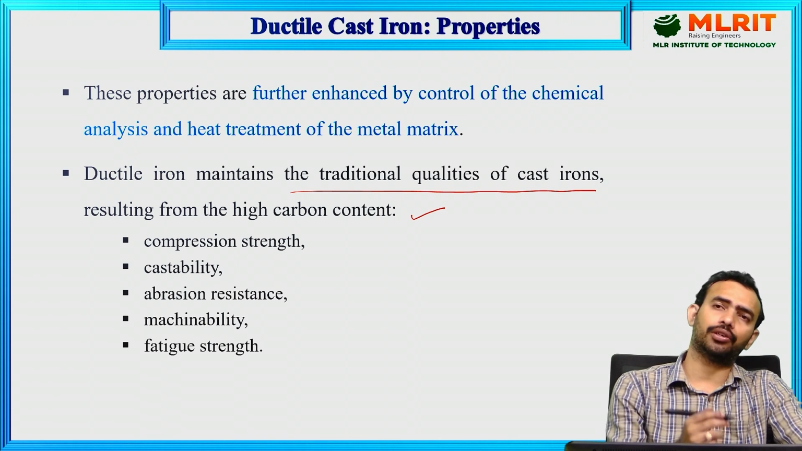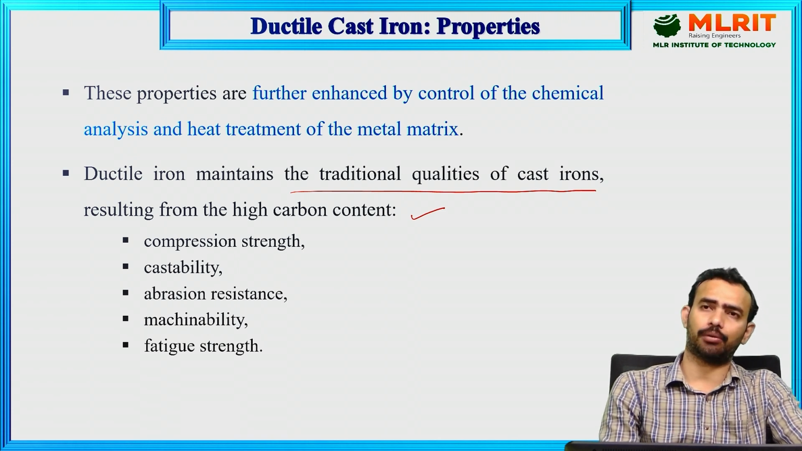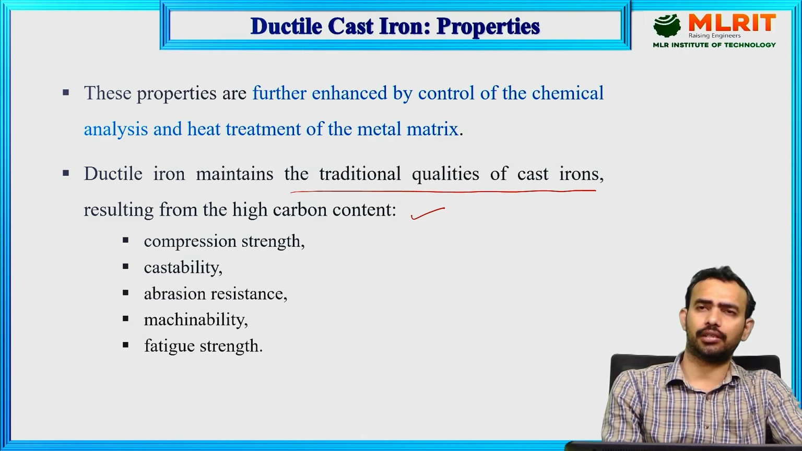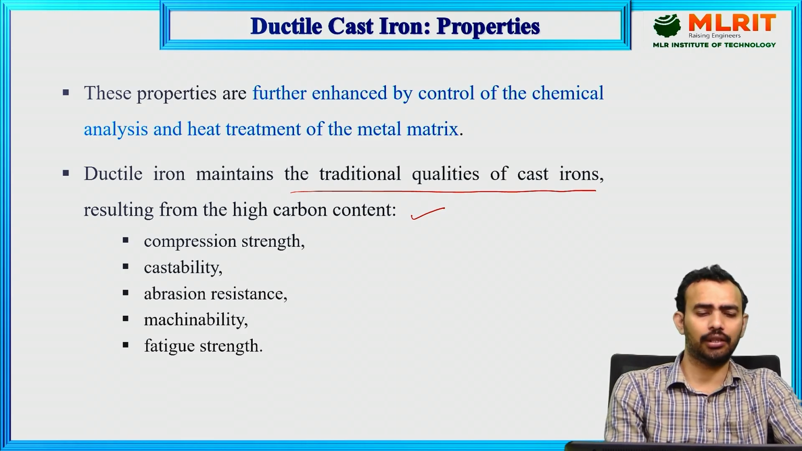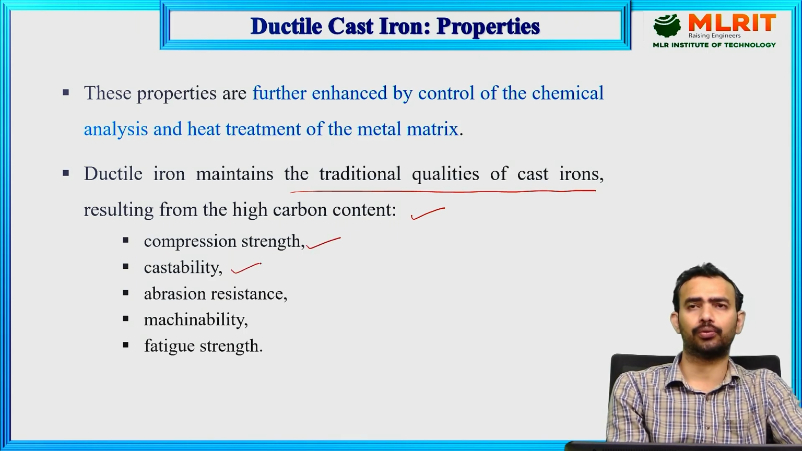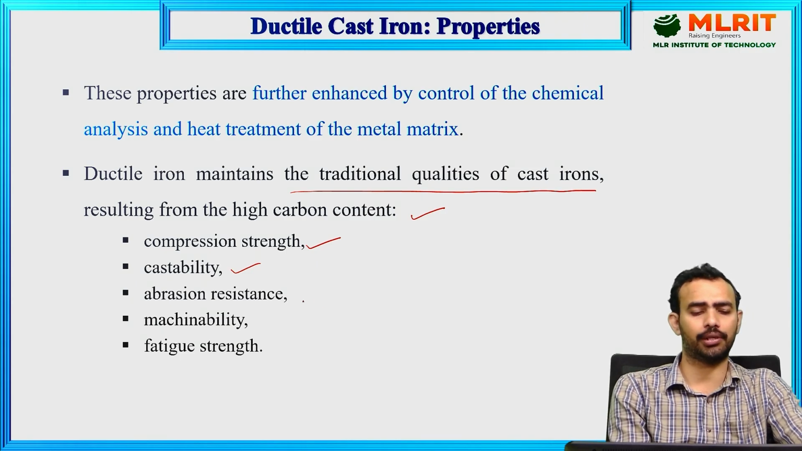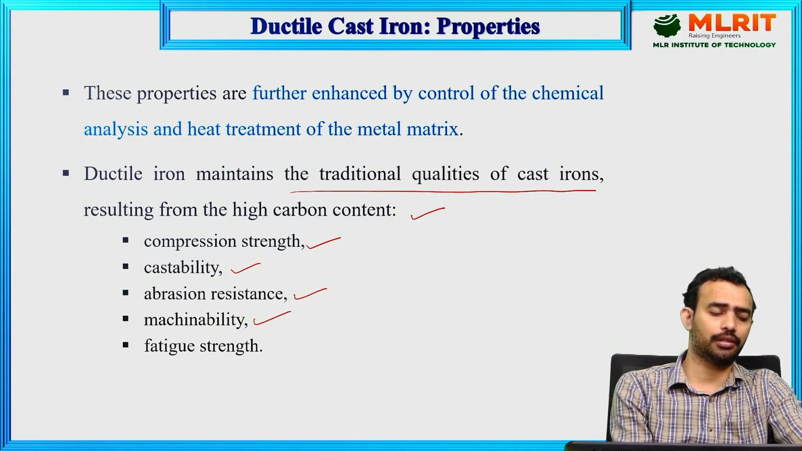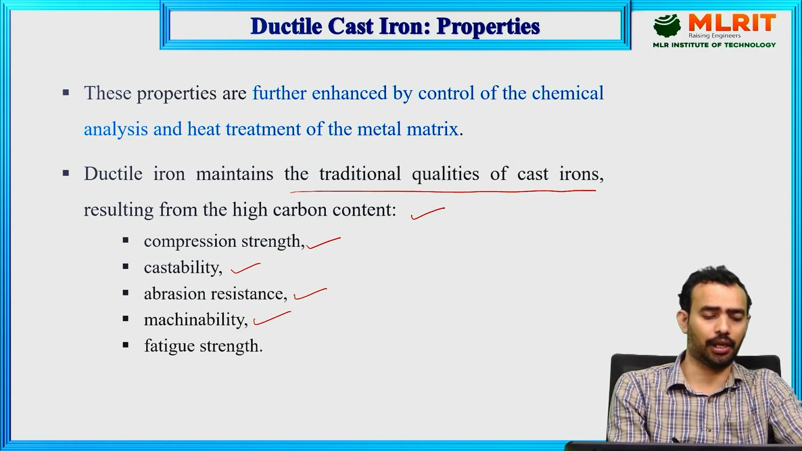That is coming primarily from the spheroidal shape of the graphite. In addition to that, by default it is a cast iron, so whatever general characteristics cast iron has, those properties are also applicable to ductile iron. That includes good compression strength and good castability due to high fluidity and low melting temperatures, and very good abrasion resistance because of good hardness. It is also machinable. These components are hard, but they are machinable.